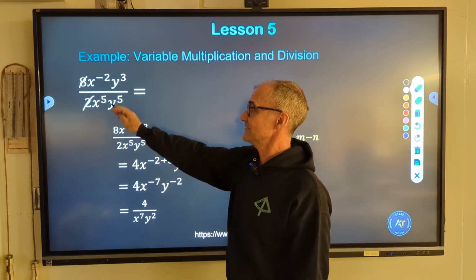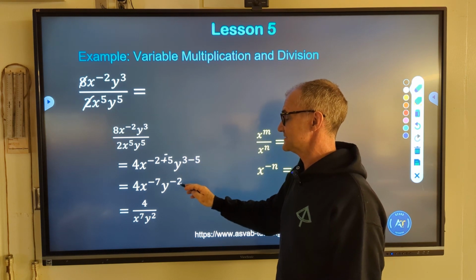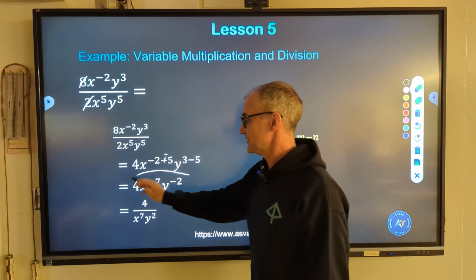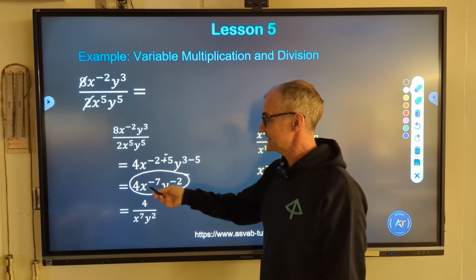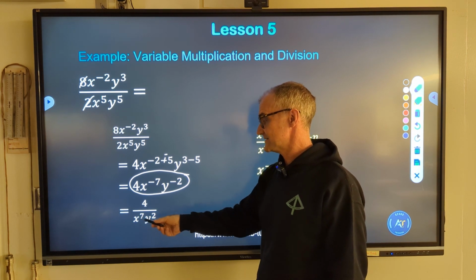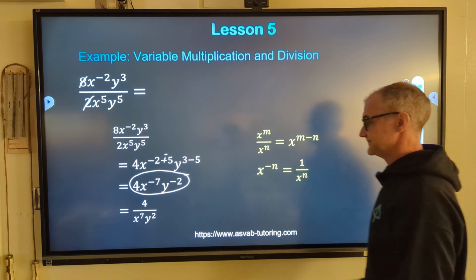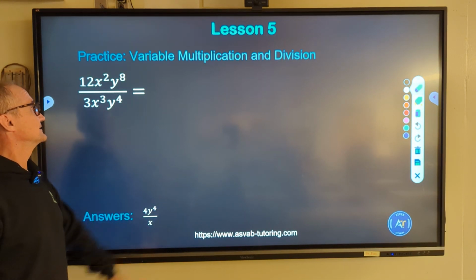Here I have y to the 3rd over y to the 5th. Again, I'm going to subtract that. 3 minus 5 is negative 2. So I have 4, x to the negative 7, y to the negative 2. I can make these things positive by putting them in the denominator. So I have 4 over x to the 7th, y squared. Pause the video and do this practice problem, then we'll do it together.